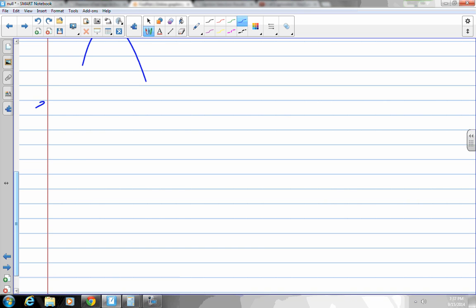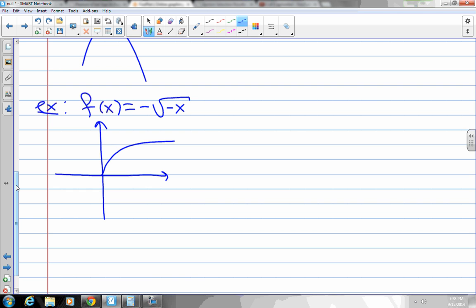Well, this is a fun example. F of x equals negative square root of negative x. So what is our parent function? What shape are we going to be messing with? What graph that we know? The square root, right? So in this case, it doesn't matter in which order you do your reflections, but this is what you start with, right?